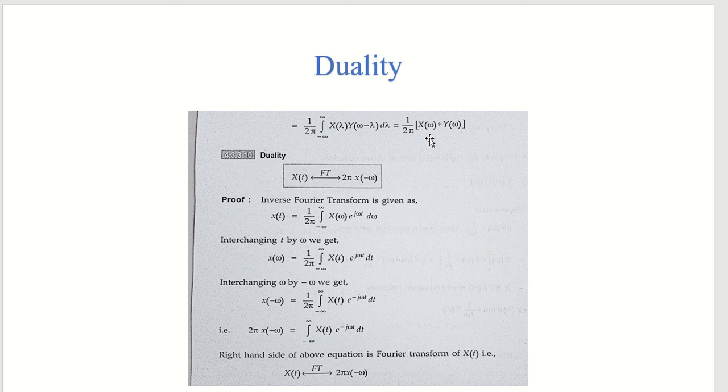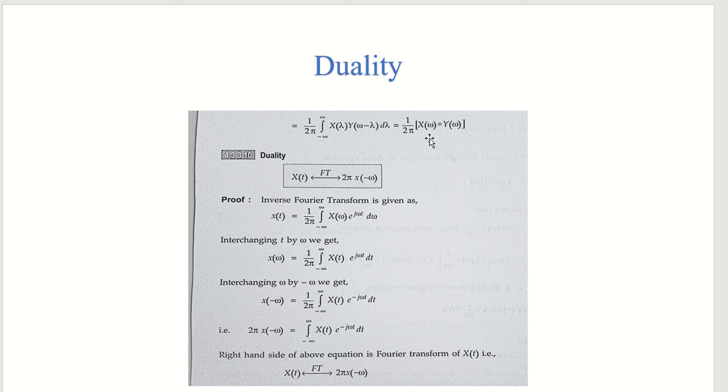The 10th property is the duality property. It can be mathematically expressed as: if you take x of t and take its Fourier transform, the output will be 2 pi times x of minus omega. So how does it happen? Let's see. This property has to work with the inverse Fourier transform.